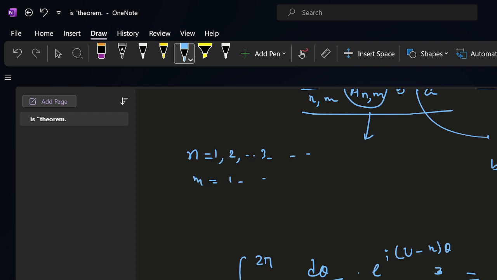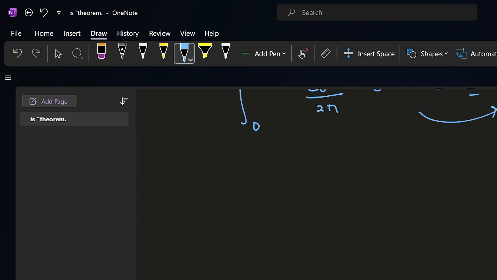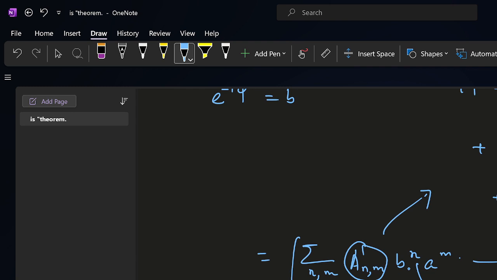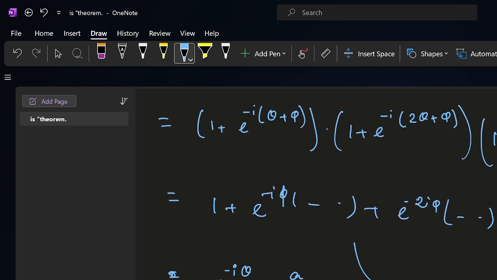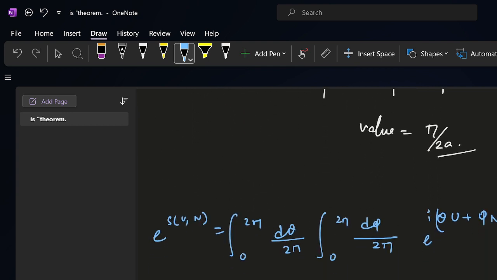If you have an integral expression like that, then you can directly equate it with delta u comma n, whose value is 1 if u equals n, and if u is not equal to n, then this delta function gives you 0. And as you know this form of integral, you can just substitute the product value that you have taken out as the general sum over n m, a n m, b to the power n, a to the power m, and plug it into the main integral, wherever our main integral is here. Then you separate out the integral in terms of theta and in terms of phi. So what we will get is a canonical delta function in terms of theta, and a canonical delta function in terms of phi.